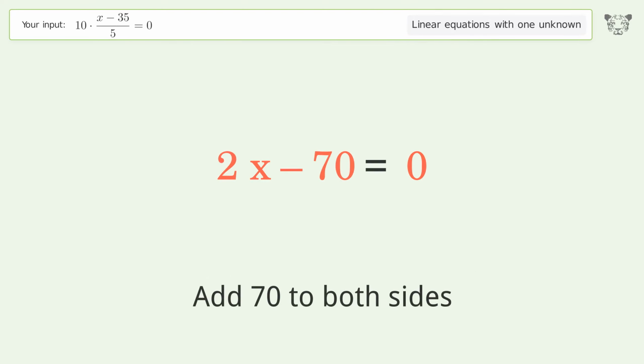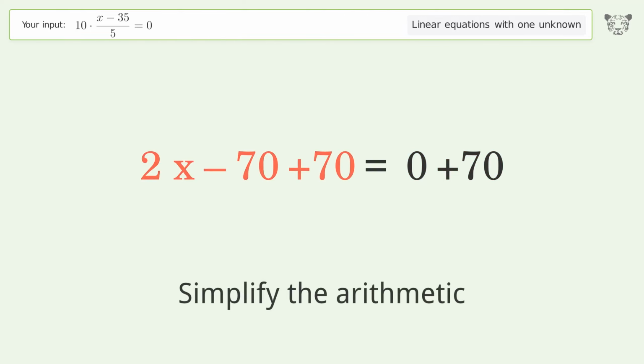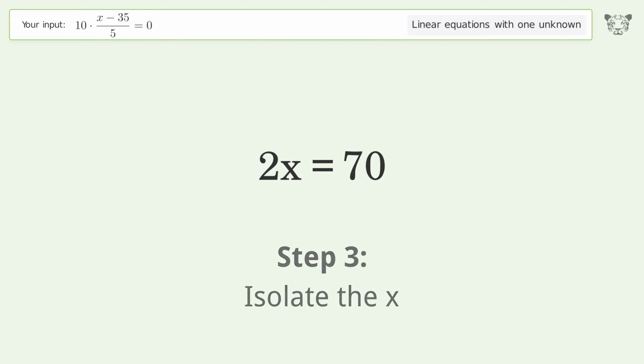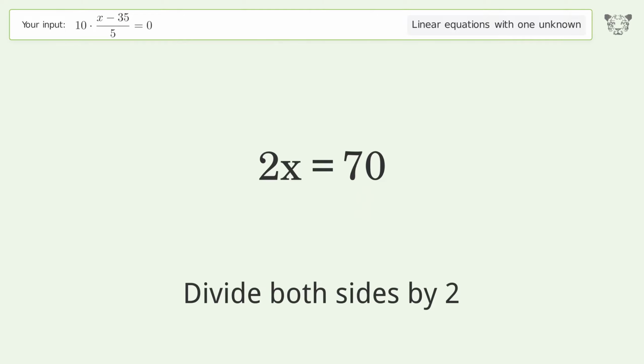Add 70 to both sides. Simplify the arithmetic. Isolate the x. Divide both sides by 2.